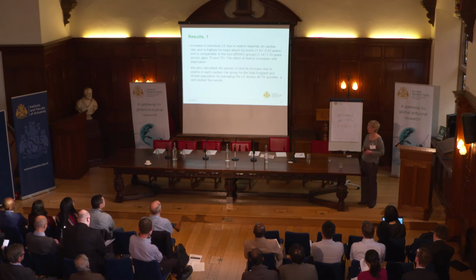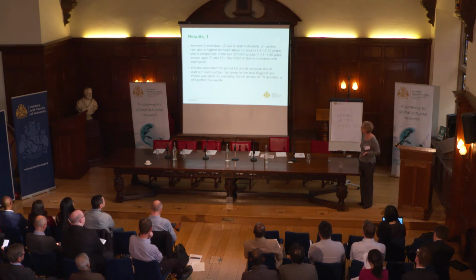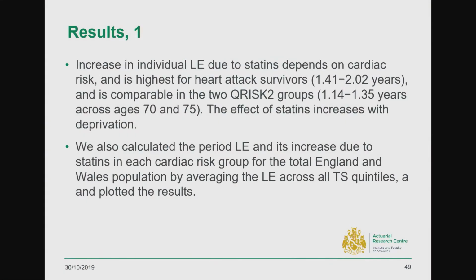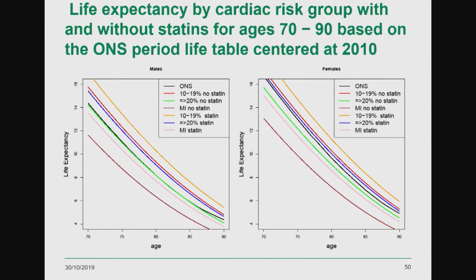So what we have done also, we calculated period life expectancy and its increase due to statins in each cardiac risk group, averaging by Townsend score quintiles by deprivation. And I am going to show you that plot. So those are plots for life expectancy averaged over deprivation, so kind of for the whole population of England and Wales.